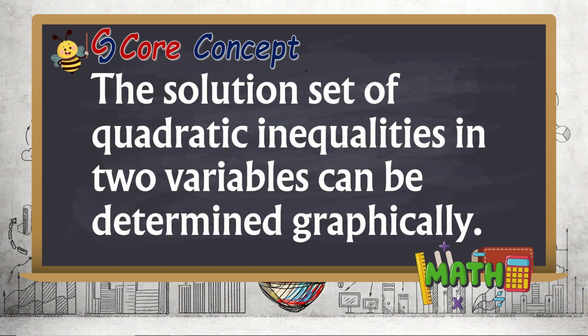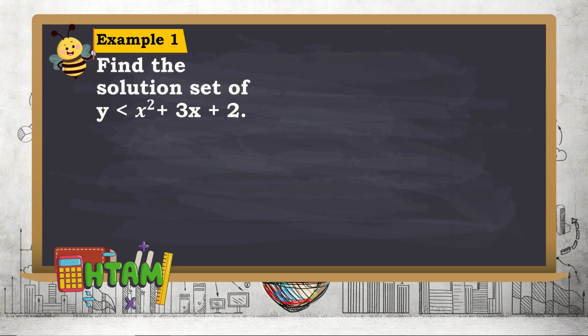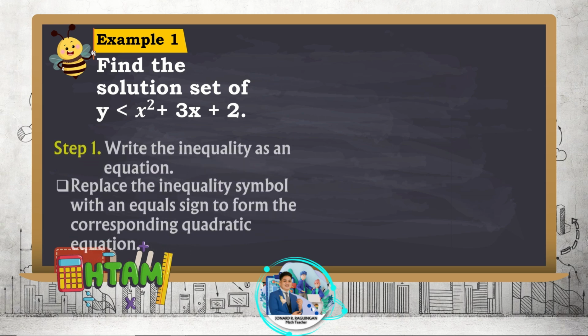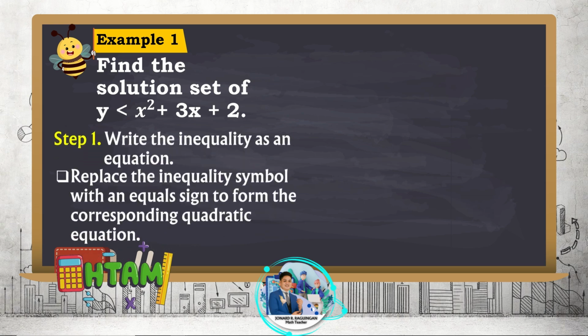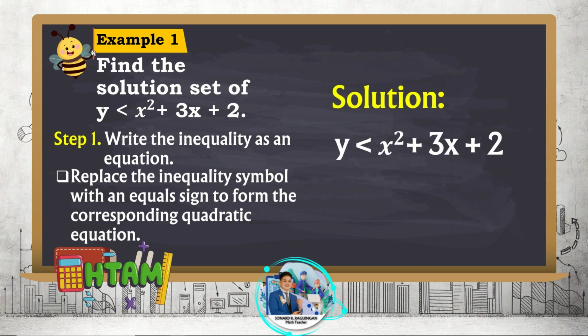The solution set of quadratic inequalities in two variables can be determined graphically. Let's consider this example. Find the solution set of y is less than x squared plus 3x plus 2. Step 1. Write the inequality as an equation. Replace the inequality symbol with an equals sign to form the corresponding quadratic equation. Change the inequality to equal sign. We have y equals x squared plus 3x plus 2.